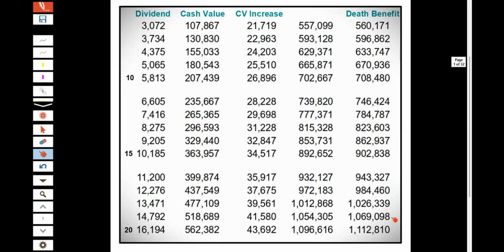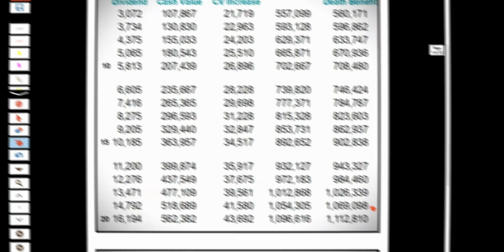Again, this is the most efficient way to fund a policy, and that is by fully funding it every single year if you can. In slide 3, we are going to look at funding the policy for 7 years and using an option that's called a reduced paid up, where you are no longer even required to pay in any premium into the policy. So let's take a look at that.